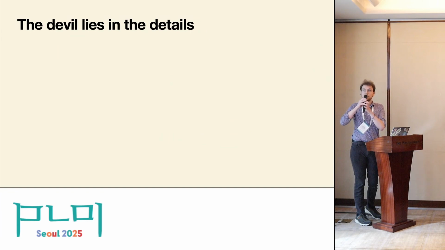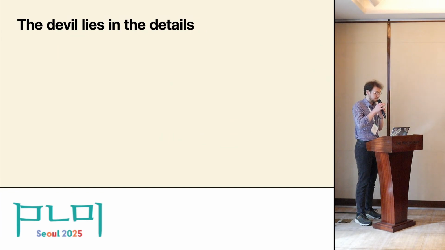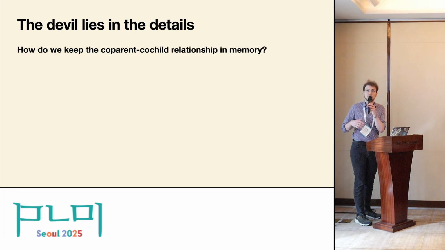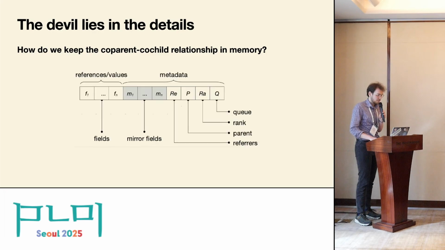So as you probably know, the devil lies in the details. There's a few things that we didn't mention about implementation, such as how do we keep the co-parent co-child relationship in memory while we perform all of these operations. So the answer lies in this picture here. We actually embed the co-parent co-child relationship as a linked list, and we use kind of a clever trick, if I can say so, to not have to use any additional external memory allocation.